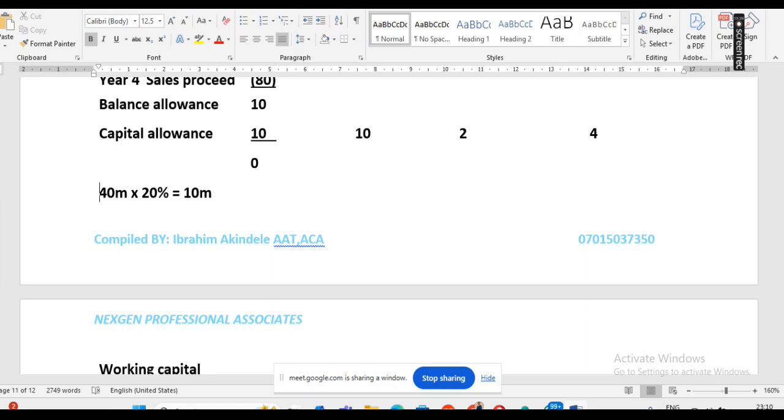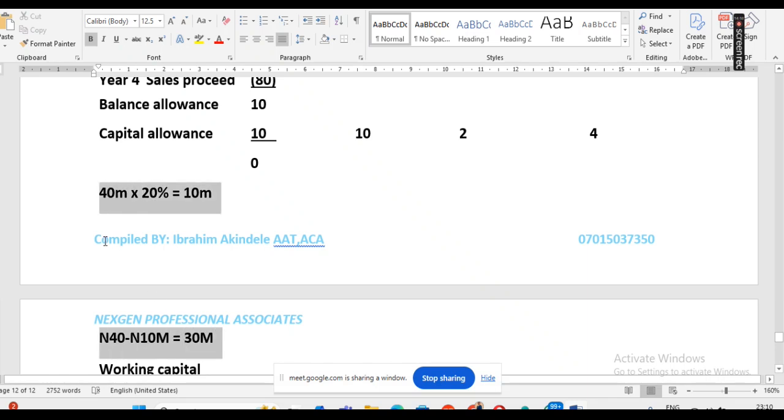Once you calculate it, 40 million times 20%, what do you have? You have 10. So therefore, you pay tax. When you pay tax, what is the balance? Minus 10 million, right? You have 30 million. So post the 30 million as your balancing charge. After this, you can say net balancing charge because you deduct the tax that you paid, then you post it at the end of the year. Do you understand?